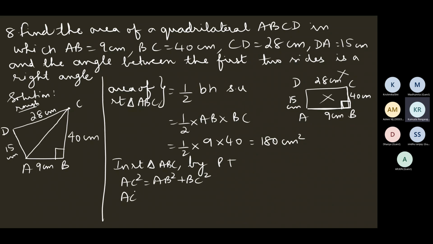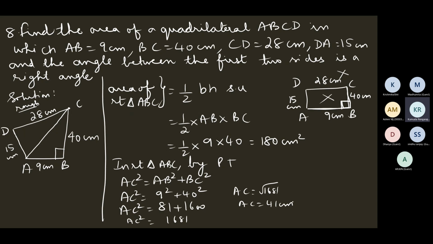AC square is equal to AB square, which is 9 square, plus 40 square. So AC square is equal to 81 plus 1600, which is 1681. AC is equal to square root of 1681. AC is equal to 41 centimeters.